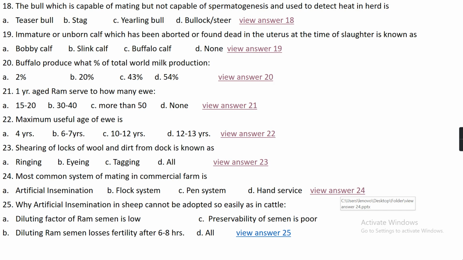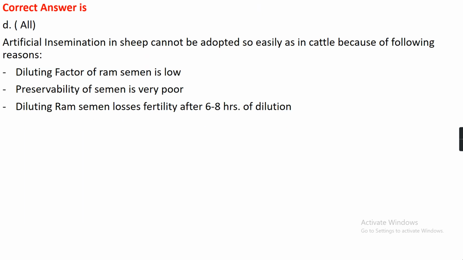Question number 25. Why artificial insemination in sheep cannot be adopted so easily as in cattle? Option A. Diluting factor of ram semen is low. Option B. Diluted ram semen loses fertility after 6 to 8 hours. Option C. Preservability of semen is poor. Option D. All. The right answer is all.